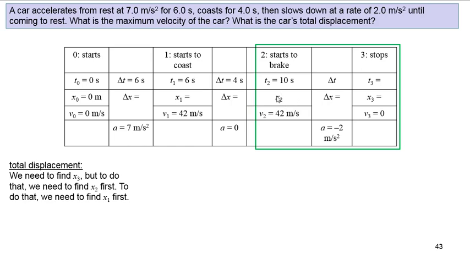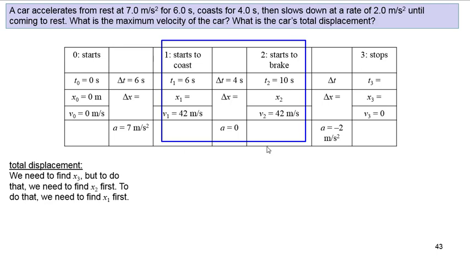So maybe we say, okay, let's try to figure out what x2 is. Let's try to look at this region here. In that case, this would be my initial, this would be my final. I know a v initial, I know a v final, I know a delta t, I know a, I know all these things. That is enough to calculate delta x. But again, if I don't know what x1 is, I won't be able to solve for x2.